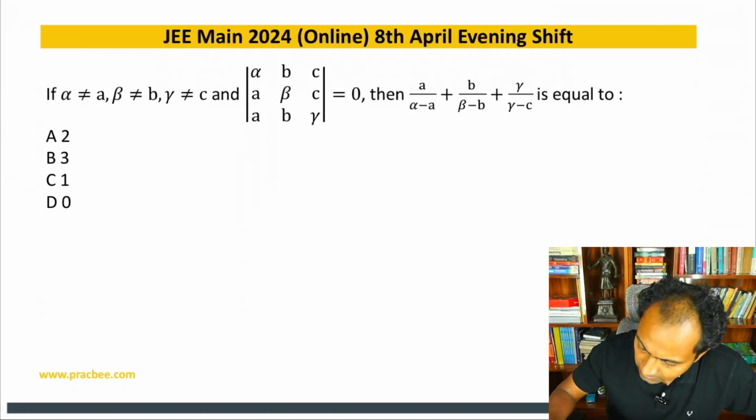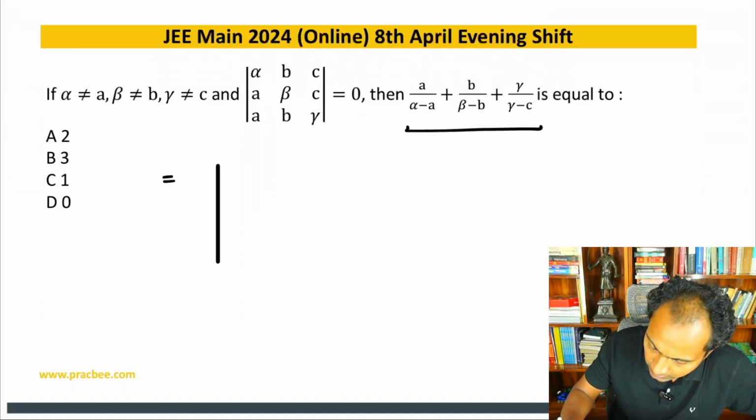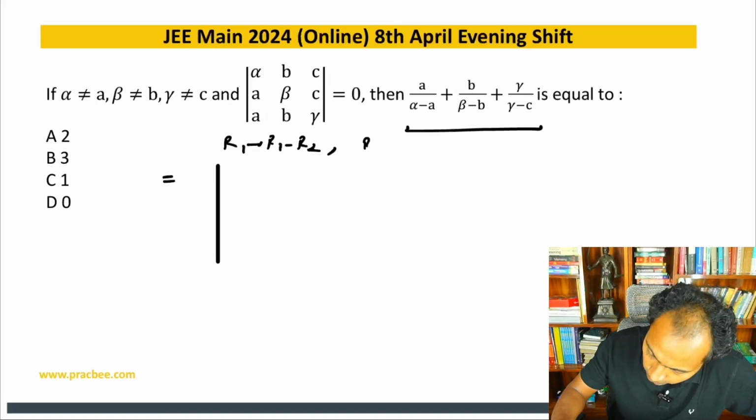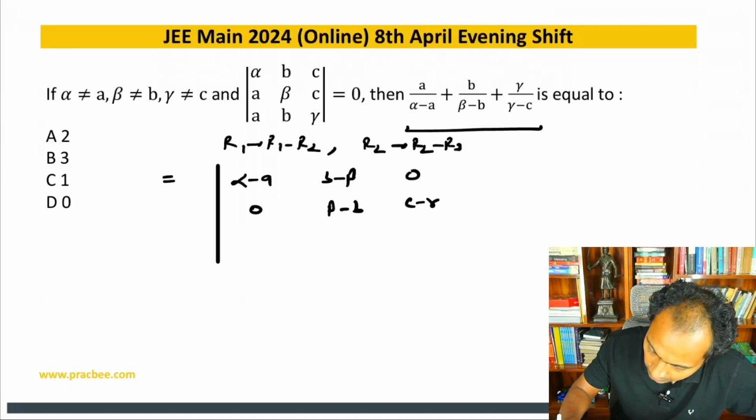In this question they are asking us the value of this specific expression. If I want to reach there, obviously I should use properties, despite the JEE syllabus saying that it is not in the syllabus anymore. So what we are going to do is subtract from row 1, row 2, and from row 2 we are going to subtract row 3. If I apply this operation at the same time, it becomes alpha minus a, b minus beta, 0. This becomes 0, beta minus b, c minus gamma, and this becomes a, b, gamma equal to 0.